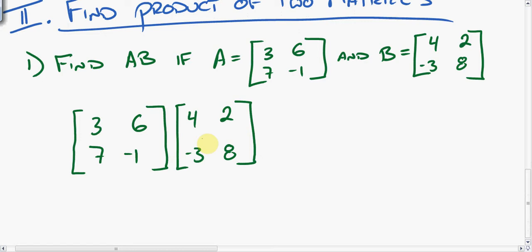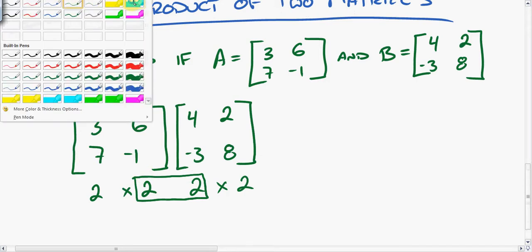Before we jump in and start multiplying, we need to make sure the product is defined. Are we able to multiply? We need to look at the dimensions of each of the two matrices, rows by columns. This is 2 rows by 2 columns, so a 2 by 2 matrix. This one is also a 2 by 2 matrix. Remember, the columns of the first matrix and the rows of the second have to match. Since these two match, we know our product is defined, so we can go on and multiply.